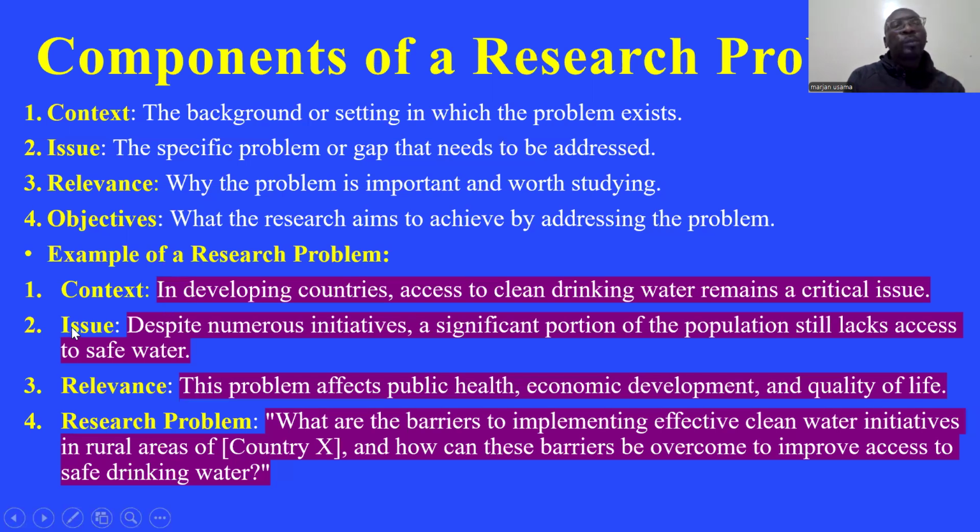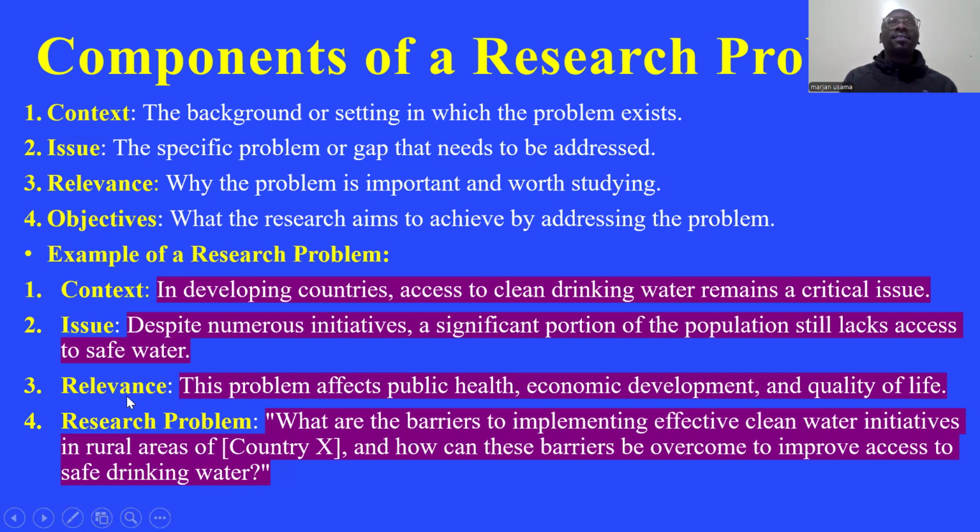So what is the issue? Despite numerous initiatives, a significant portion of the population still lacks access to safe water. So this is the problem. This is the issue. Despite many initiatives, despite many attempts maybe by the government to fix this problem, a significant number of the population still lack access to safe water.